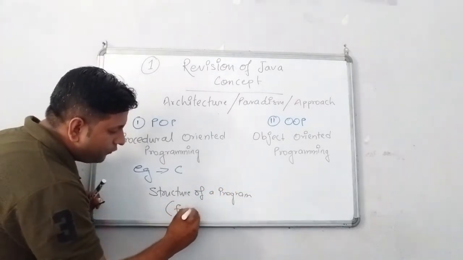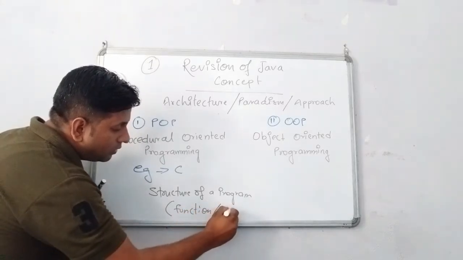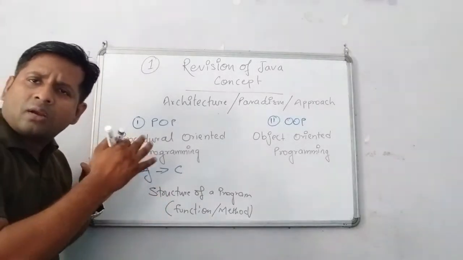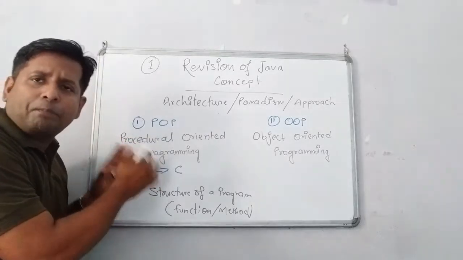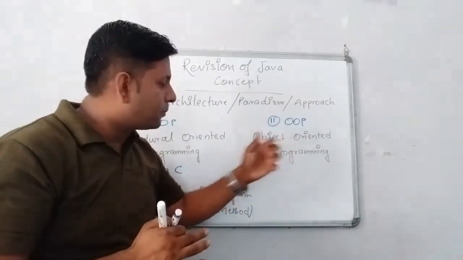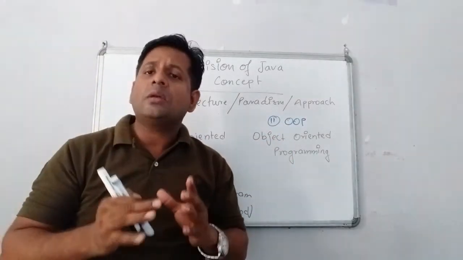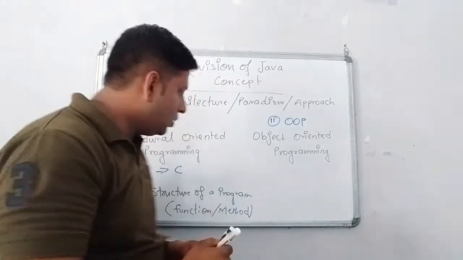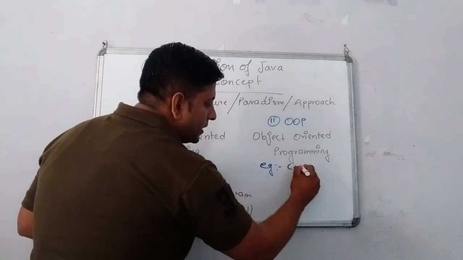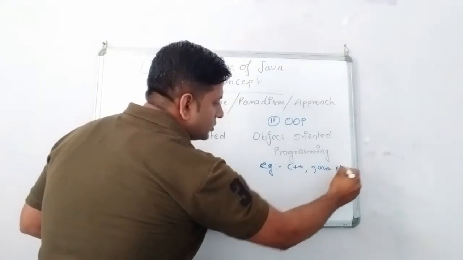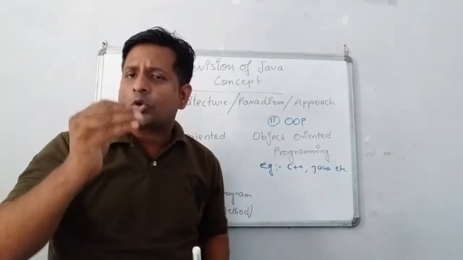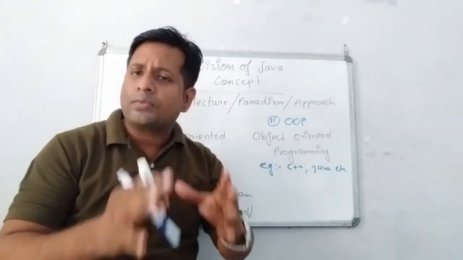We can say that it is a function or method. So the structure of the programs is the main concept for this POP language. So gradually this POP has been replaced by OOP, object oriented programming. Here the term object means the real entity which we can touch. So we can say examples of such programming languages are C++, Java, etc. In fact, the modern technique of writing programs follows the OOP concept, object oriented programming concept. So Java is one of that.